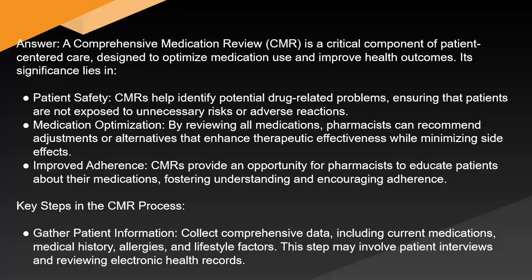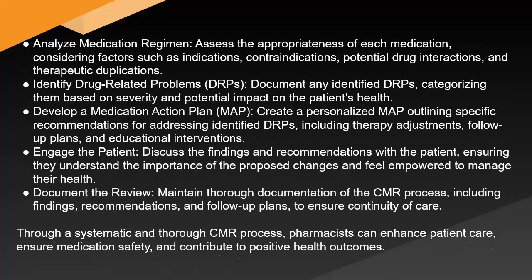This step may involve patient interviews and reviewing electronic health records. Analyze medication regimen. Assess the appropriateness of each medication, considering factors such as indications, contraindications, potential drug interactions, and therapeutic duplications. Identify drug-related problems (DRPs). Document any identified DRPs, categorizing them based on severity and potential impact on the patient's health.